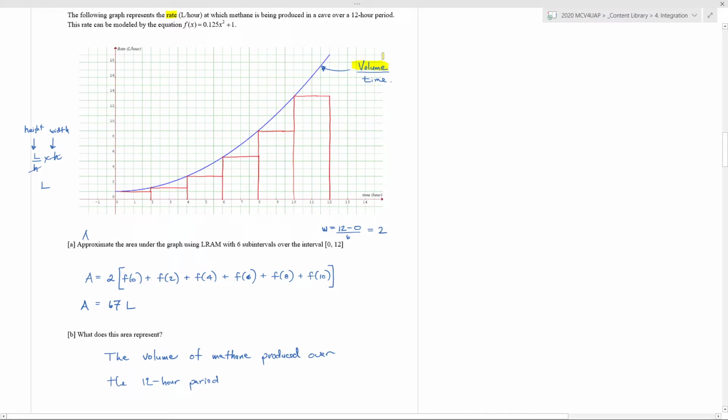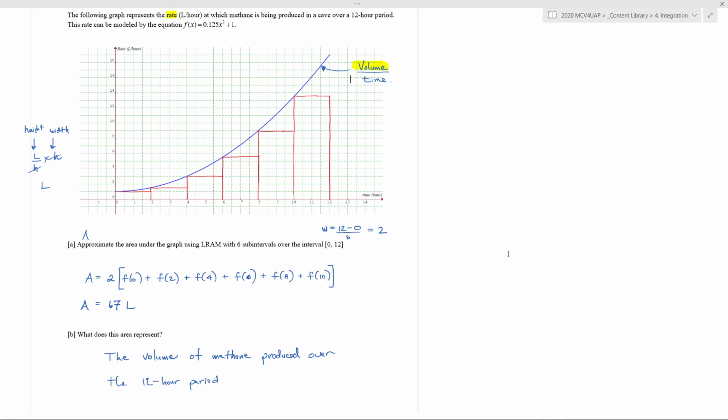Okay, so you can look at that volume per unit time as a rate of change and think of it as a derivative. The derivative of what? It's the derivative of a volume function. It's how the volume is changing with respect to time. So the area under that derivative graph would give us the change in the volume. Any questions on that?